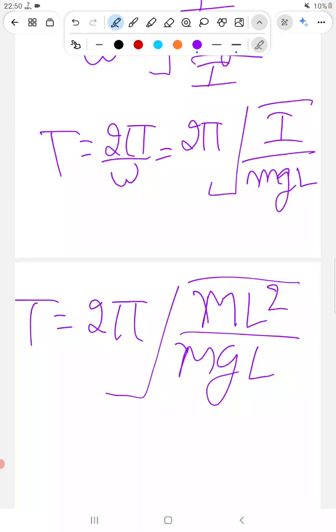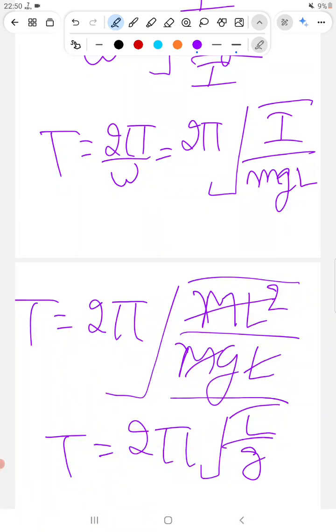mgL and ml cancel out each other, and it remains as T equals 2 pi root L upon g. This is a very famous formula to find out the time period of a simple pendulum. I hope all this is clear to you. Thank you.